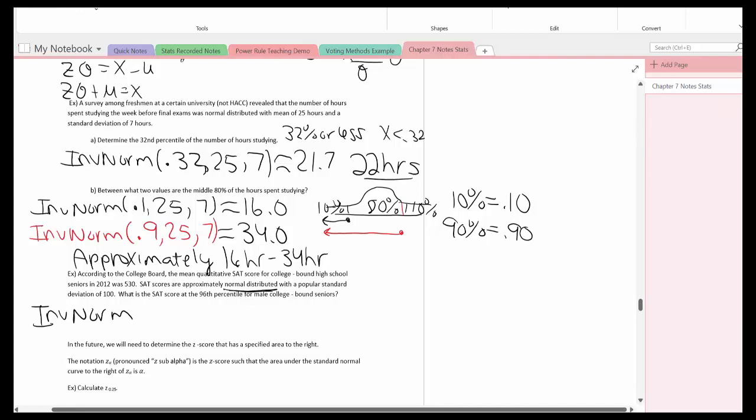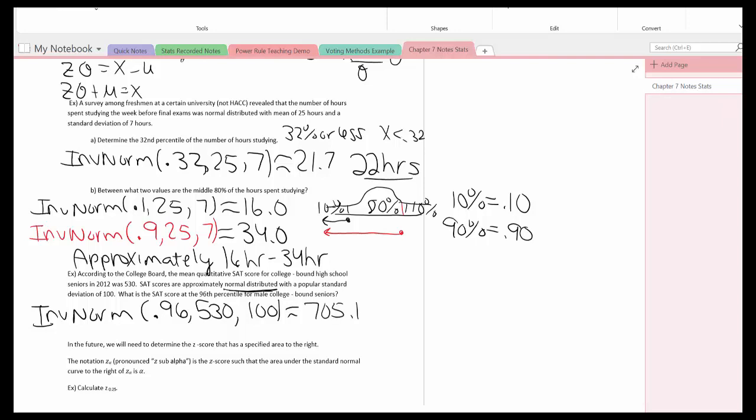Again, we're back to percentiles. That's going to be 0.96. The mean in this case is 530, and the standard deviation is 100. To the nearest tenth, it's going to give me this. But again, we'll round to the nearest whole number, so it's going to be approximately a 705 SAT score, which I'll write now.